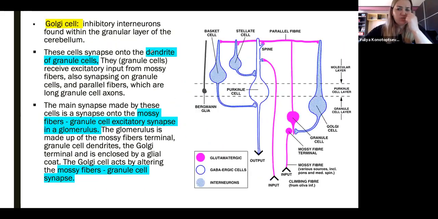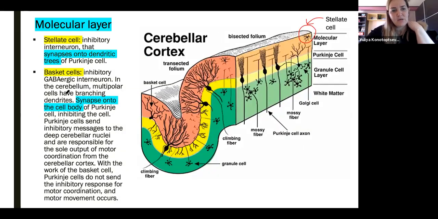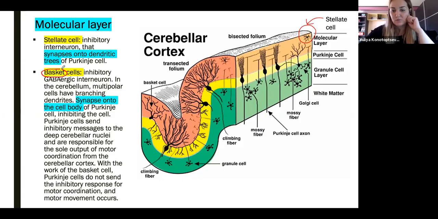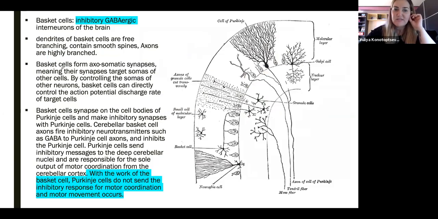Okay, we talked about it. This is just for your additional information. So when you study, just read it at home, yeah? Okay, so stellate, basket, you remember. Which one has axosomatic synapse? Basket, yeah, because basket synapses with the cell body. So axosomatic synapse is done by the basket cells. It's the same idea as what we mentioned previously on that one picture.